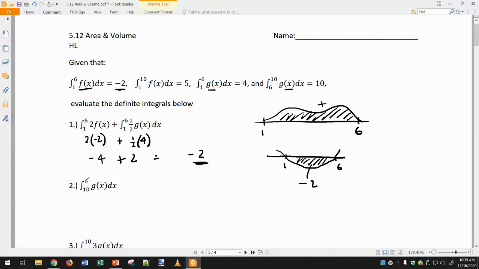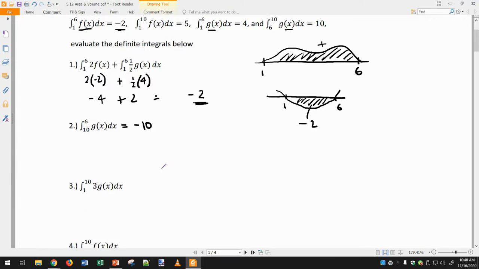So then the area under the curve from 10 to 6 of g of x. So if we know from 6 to 10 is equal to 10, then if you reverse the order of, notice this goes from 6 to 10, but this goes from 10 to 6. If you reverse the order, you just reverse the sign. Okay, and you could test that out with any function. If you just plug in a function g of x and reverse the order, the sign is going to change.